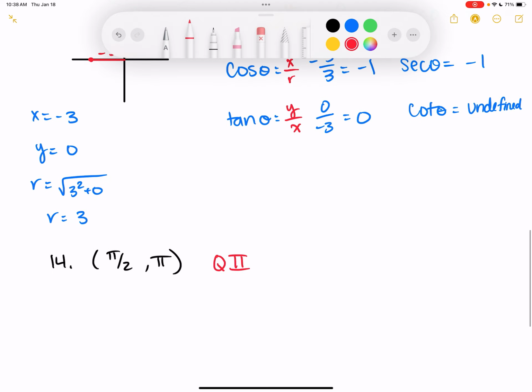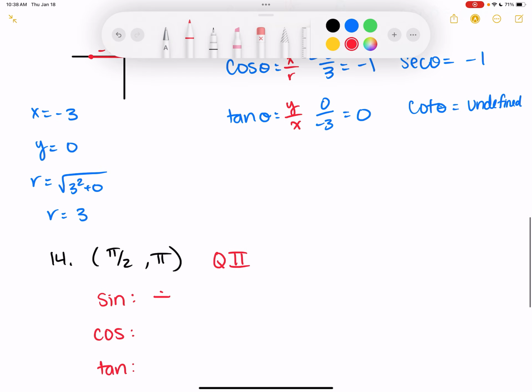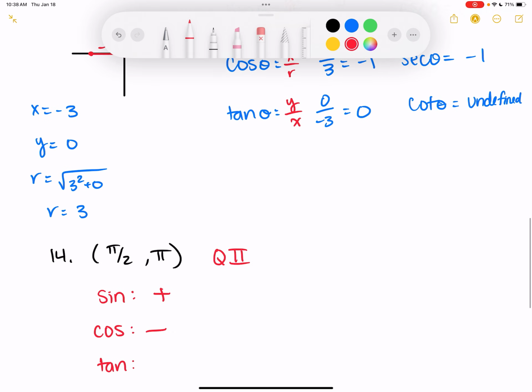Okay, so it wants to know the sign, S-I-G-N, of sine, S-I-N, of cosine and of tangent. So is sine positive or negative in quadrant 2? Positive. Is cosine positive or negative? Negative. Tangent then would be negative.